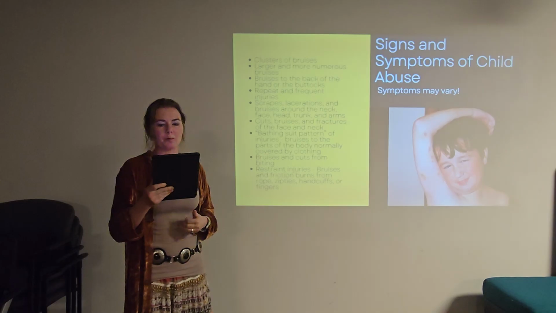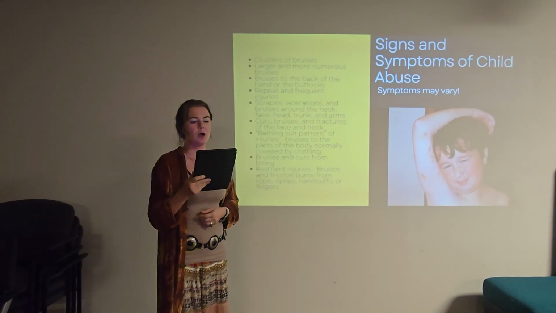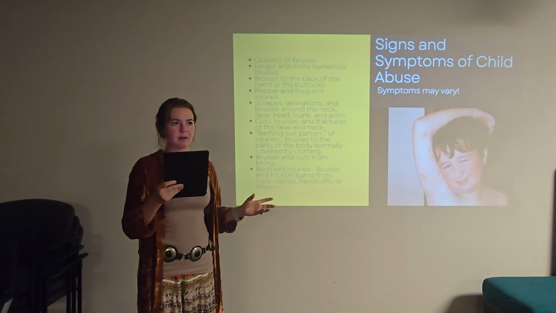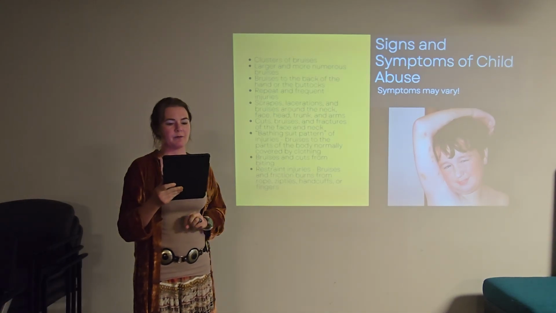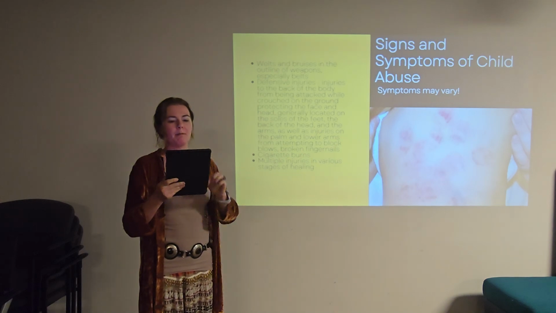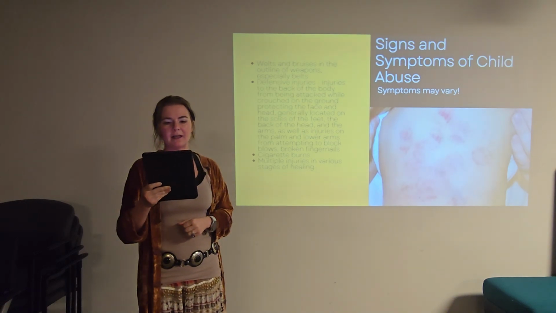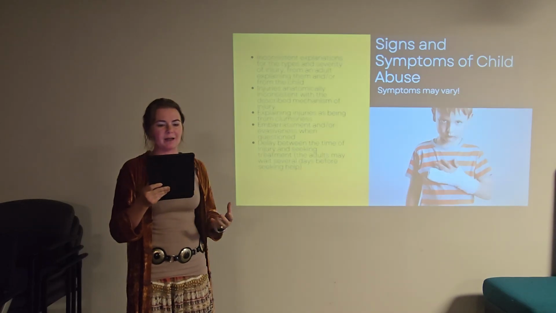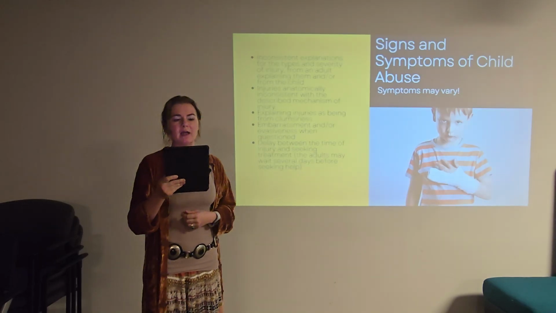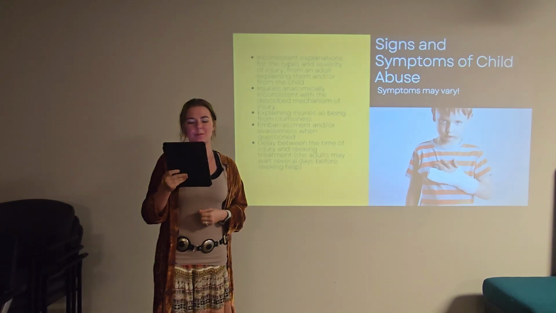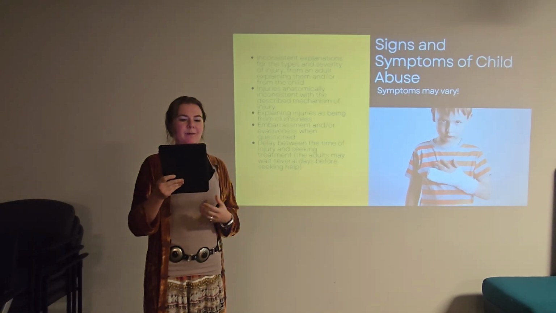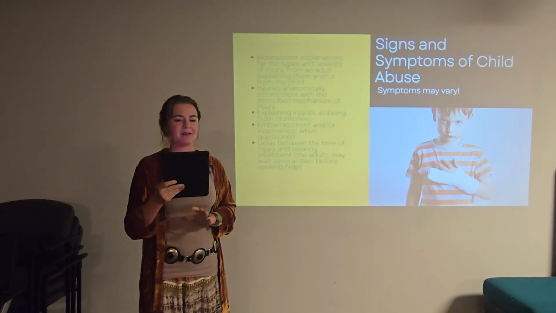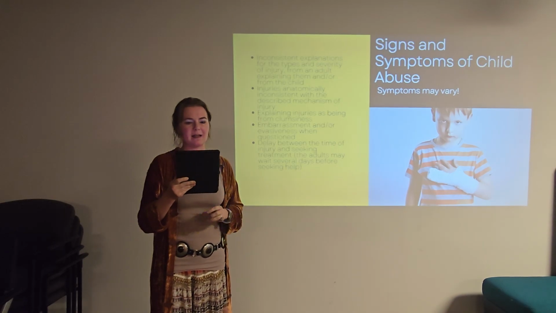and friction burns from rope, zip tie, handcuffs, fingertips, welts and bruises in the outline of weapons, especially belts, defensive injuries, we covered those earlier, the exact same as for adults, cigarette burns, multiple injuries in various stages of healing, inconsistent explanations for the types and severity of injuries from an adult explaining them or from the child explaining them, injuries anatomically inconsistent with the described mechanism of injury, explaining injuries as being from clumsiness, embarrassment and evasiveness when questioned, delay between the time of injury and seeking of treatment.